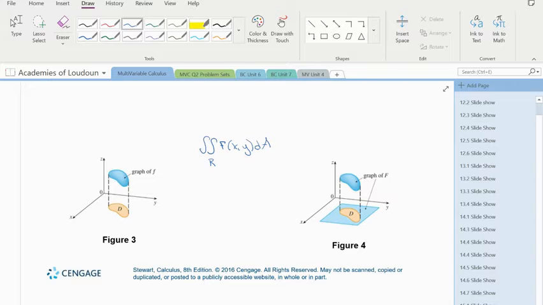Figure 4 also shows that F is likely to have discontinuities at the boundary points of D. Nonetheless, if f is continuous on D and the boundary curve of D is what's called well-behaved, then it can be shown that the double integral over R exists, and therefore the double integral over D also exists. In particular, this is the case for what we're going to call type 1 and type 2 regions.